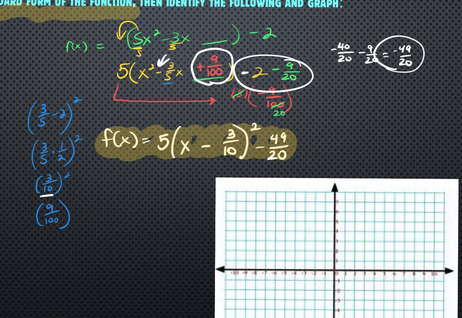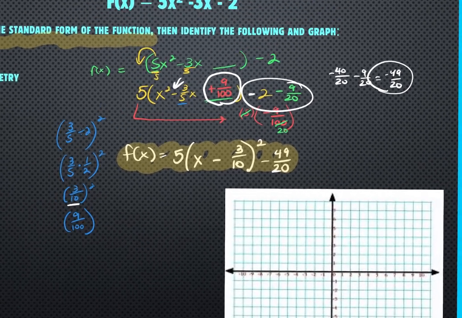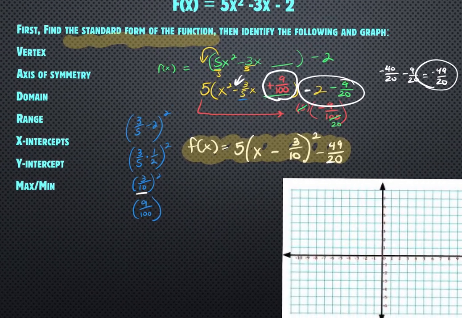If I had time to check, I could do negative b over 2a. I would strongly recommend it, so at least you check to see if your x is right, okay? And then hopefully you can catch a mistake if not. So now from here, my vertex is the opposite of what follows x, which would be 3/10, and the y, or the k, which is 49/20.